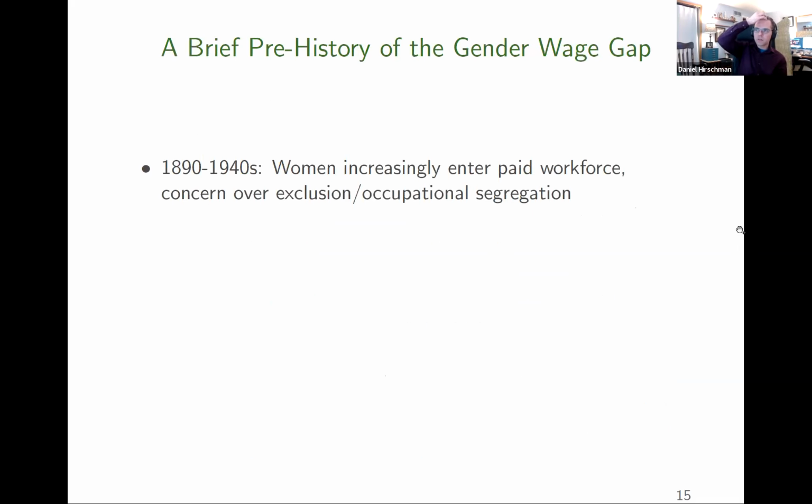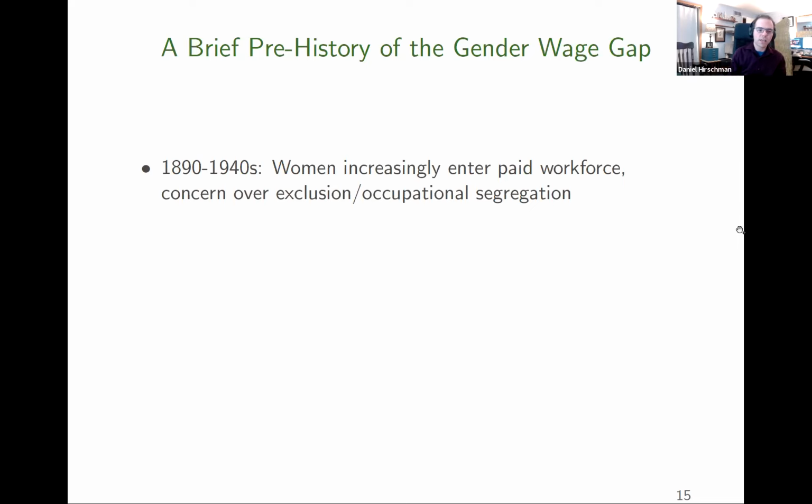So moving on to the history of the number itself, the gender wage gap is relatively new. You start really seeing it only in the 1960s and 70s. Before that, there is, of course, intense discussion around gender inequality and gender earnings inequalities, but they don't take the form of this particular number. In part, that's because as women increasingly entered the paid workforce, much of the conversation was around occupational exclusion and segregation. Men and women simply did not work in the same jobs for the most part.